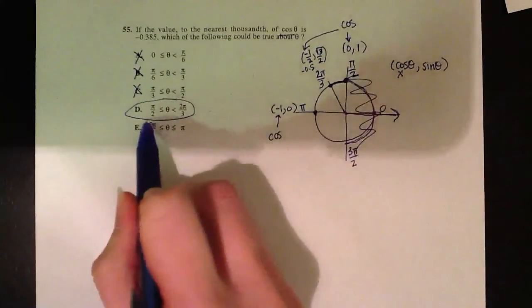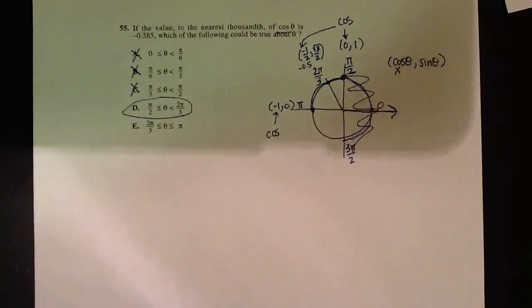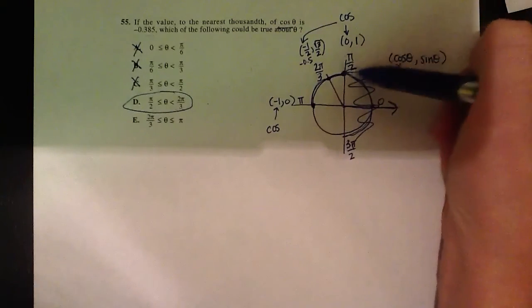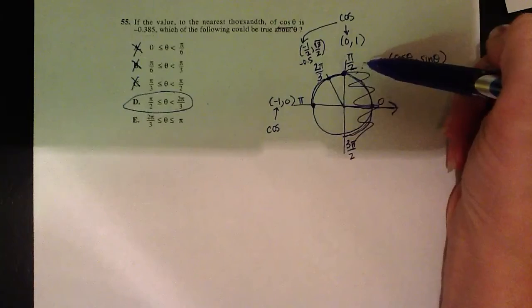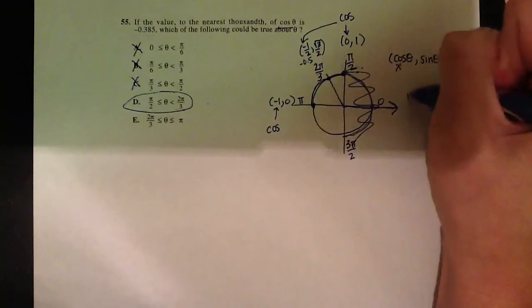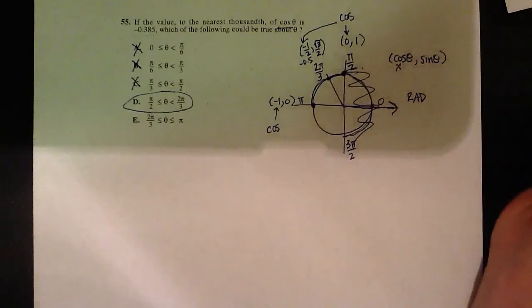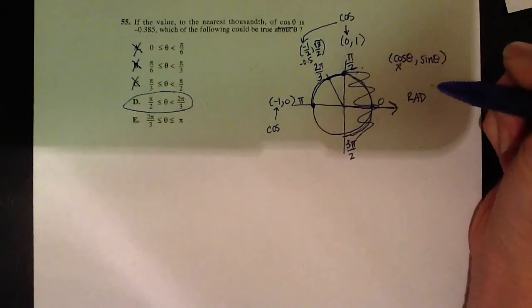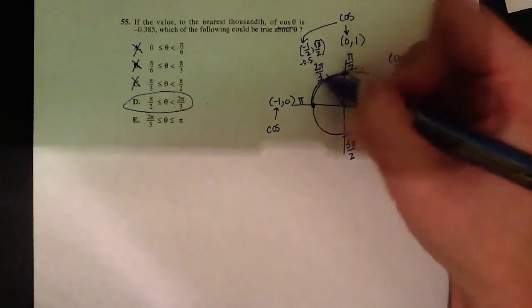Alright, if it's in this area, then this is our solution. If it's in this area, then E would be the right answer. Now, a little note, if you don't know what cosine of pi over 2 is, your calculator will tell you. Just make sure that it's in radians and not degrees. It'll have a little R-A-D on it. If it's in degrees, you need to type in 90 degrees. Same way with 2 pi over 3.